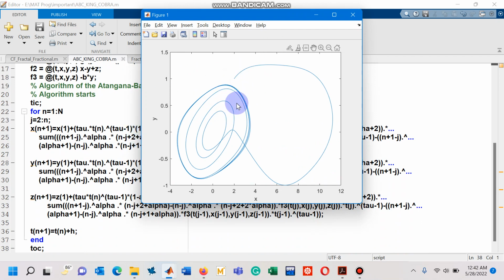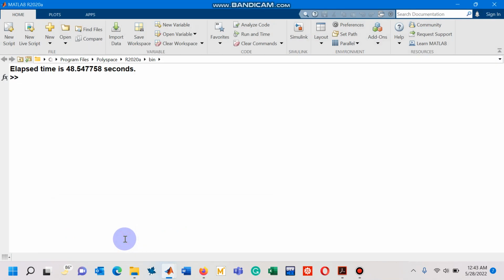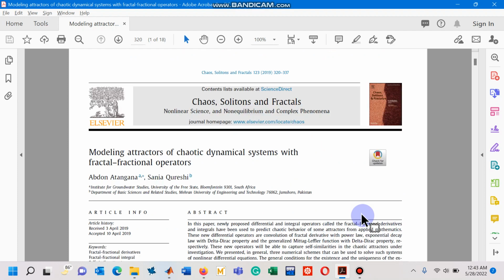So you can see now we have obtained the required phase portrait, and let's go to the command window to see how much time elapsed. So you can see 48.55 seconds have elapsed to produce this phase portrait by the for loop. So that's it. This was all about the numerical scheme that has been proposed in this research paper for the dynamical system which is being investigated with fractal fractional operators in the Atangana-Baleanu sense.